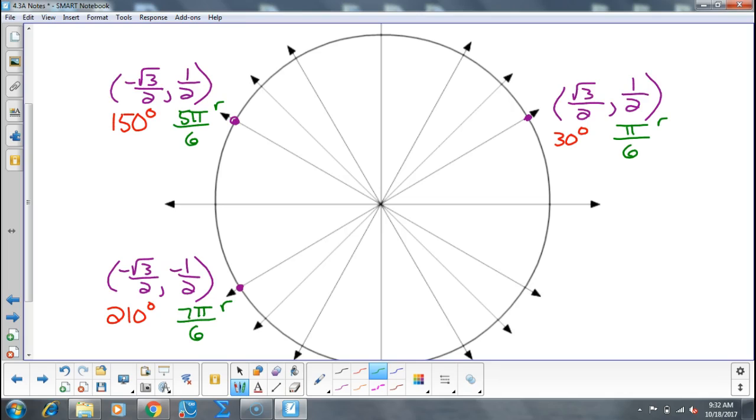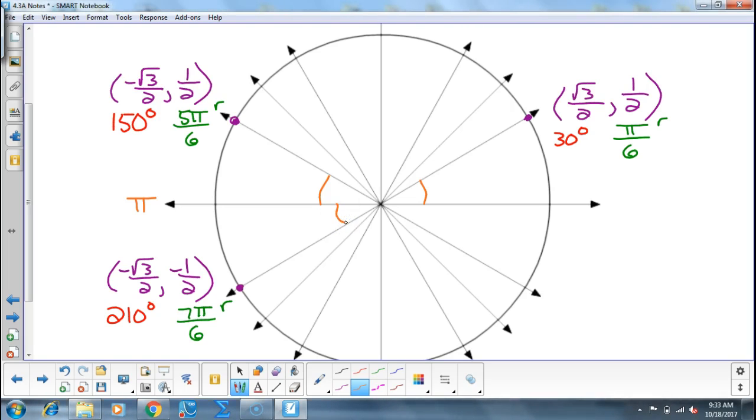So this angle right here is pi over 6, right? Which means that's why it's pi over 6 there. This angle right here is pi over 6, yes? But this over here is pi. So 1 minus 1/6 is 5/6. Down here, this angle now is pi over 6. 1 plus 1/6 is 7/6.